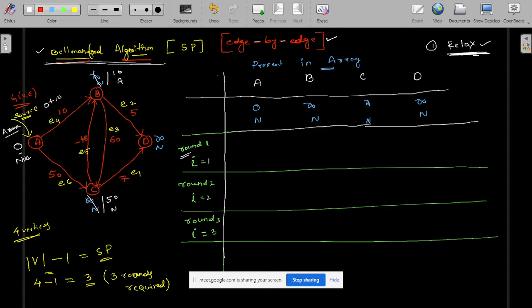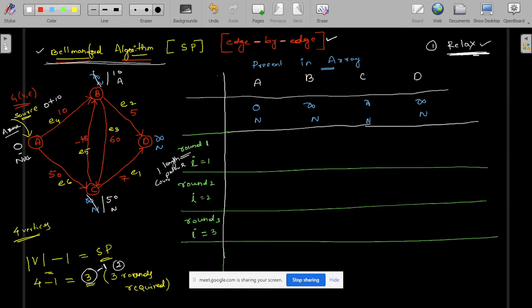Please observe here, everybody. In this 3 minus 1, 2 rounds are left here. One length path is over here. Please understand. One length paths are covered or not here? Observe here, one length paths are covered or not? Okay, one length paths are covered.